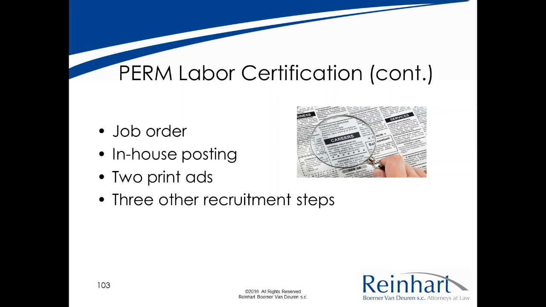And then the employer is allowed to pick 3 other recruitment steps from a list that they have. Often it's the company website, careers page, a professional journal, headhunter/recruiter, employee incentive program. So you have to go through these steps, document that you did these steps, and then show the results before you can get the labor certification. So again, something to be aware of. There's too much there to go into in just an hour, and also to remember after today's talk.